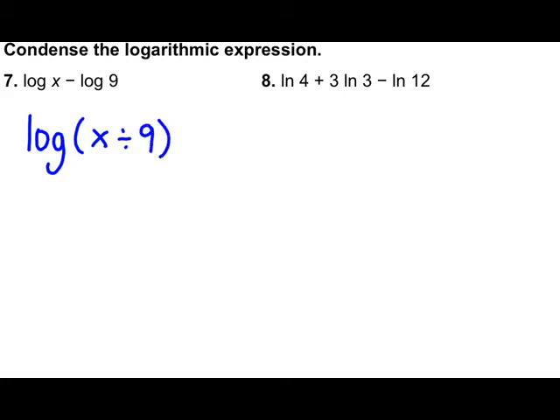Now, x divided by 9 is not 9x. Rewrite your answer as a fraction. So it's x over 9. That is what the value is condensed.